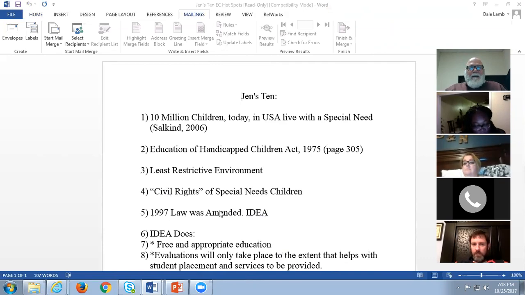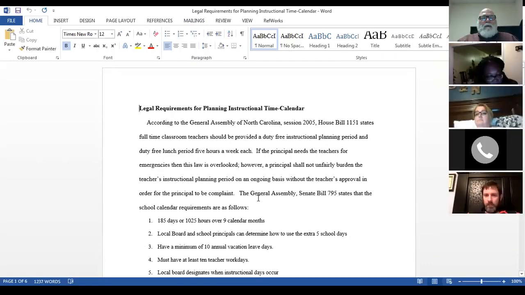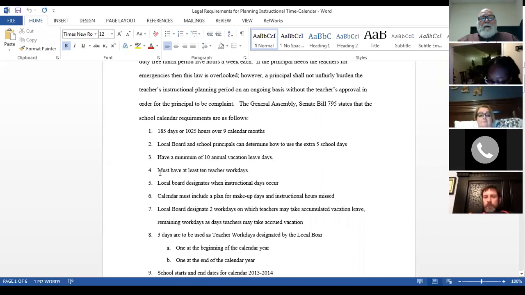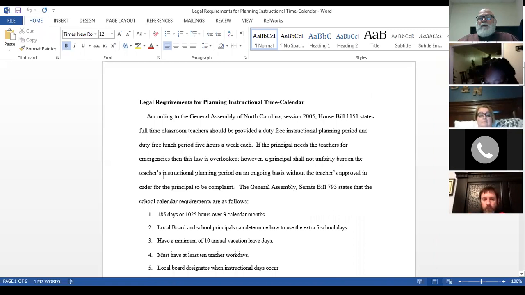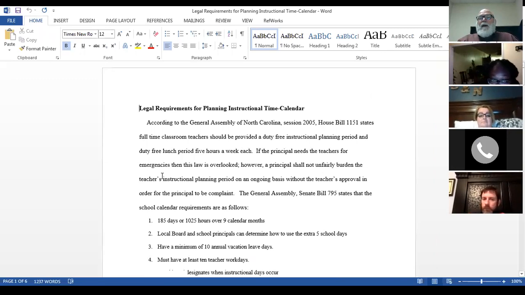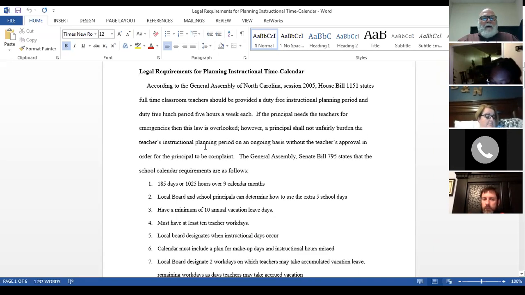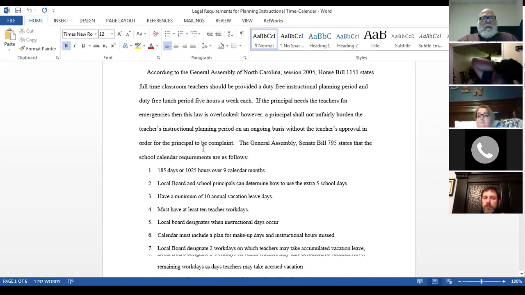Okay. And we covered this one, the legal requirements for planning. Again, if you're not familiar with this document, it's under the week 1 tab in Blackboard. This will help you with the state requirements when you're looking at your scheduling process. You have to make sure that all these things are included in your schedule: 185 days or that many hours over 9 calendar months.